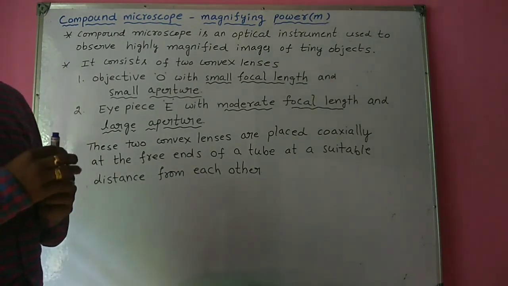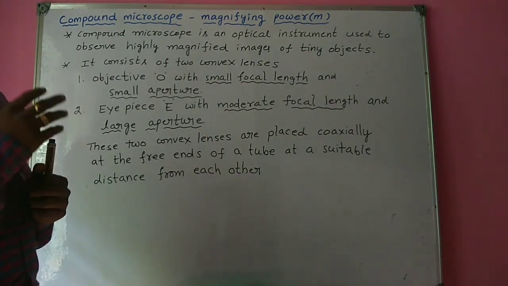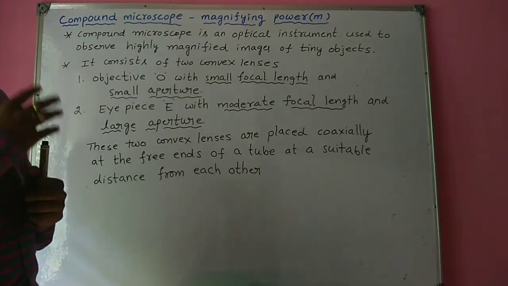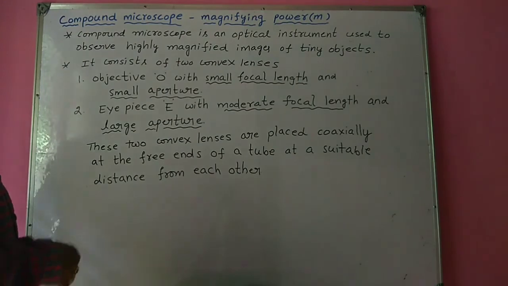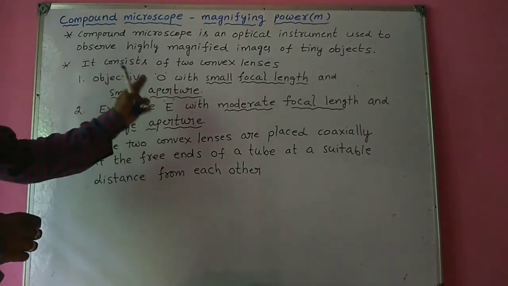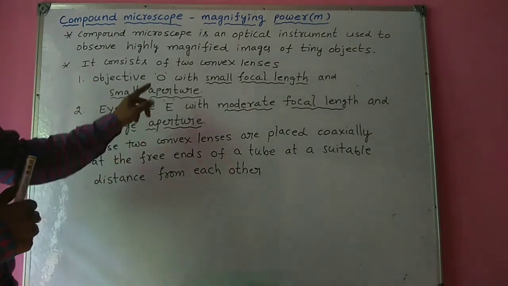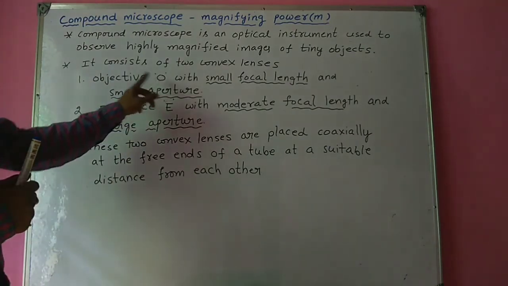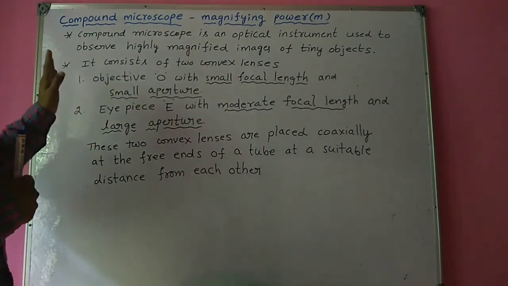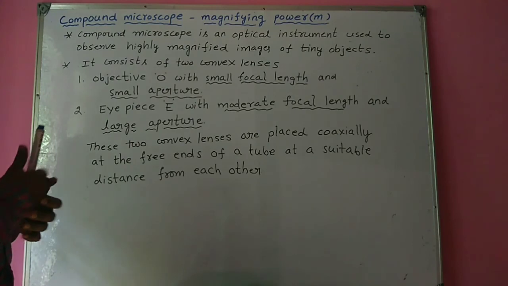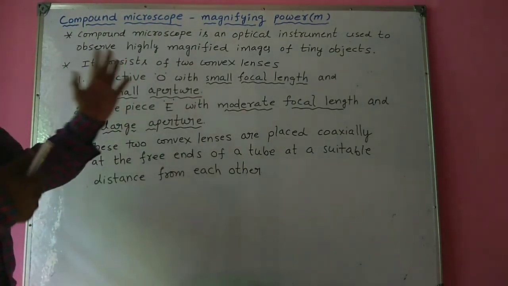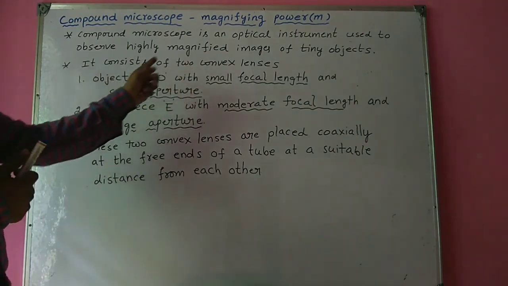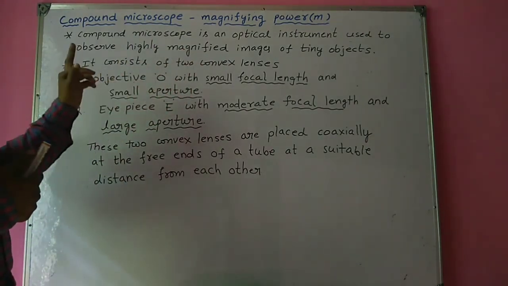Now this compound microscope consists of two convex lenses, converging lenses. The first one is the objective lens, or objective. It is denoted by O, where O means objective. This objective lens has a small focal length and a small aperture. The focal length of this objective is small and the aperture is also small.